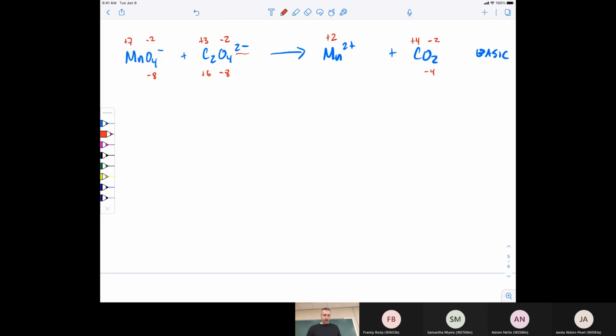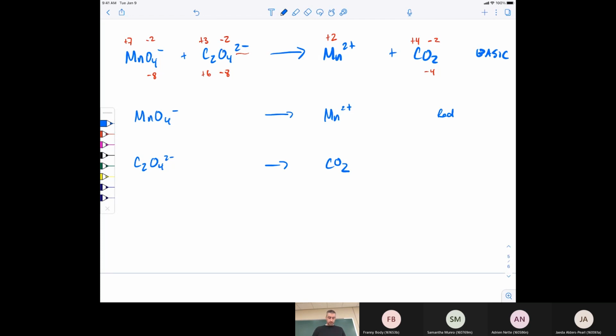We can split this into half reactions. We see the manganese goes from 7 to 2, so it's undergoing reduction. So I'm going to use blue. This one is the reduction half reaction. We also have the C2O4 2 minus to CO2 half reaction.